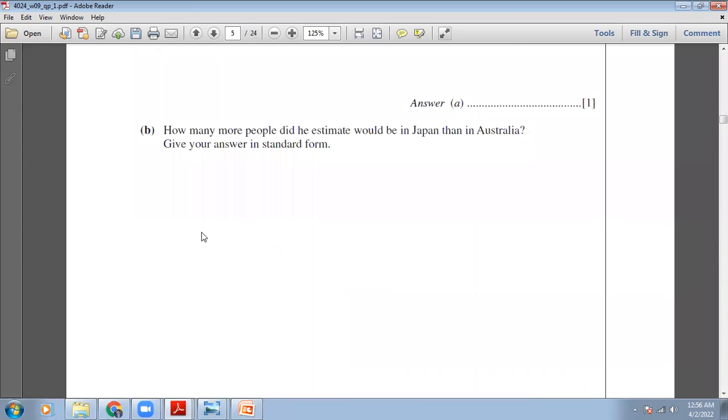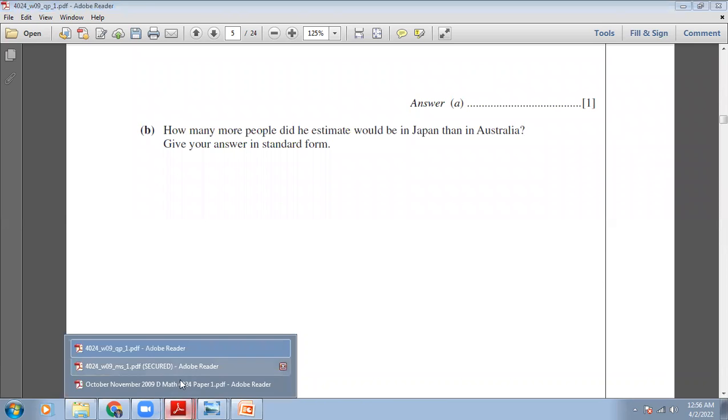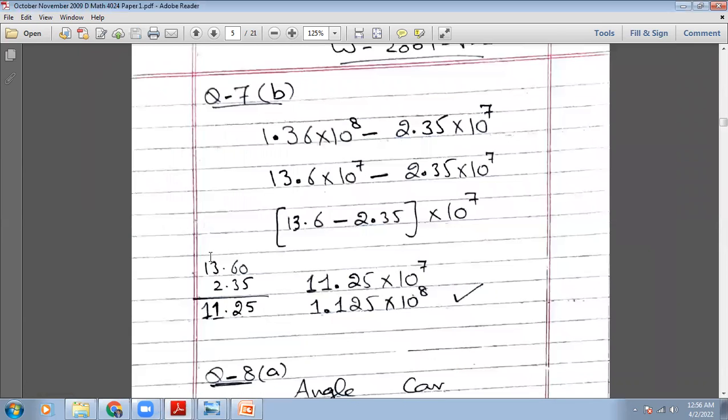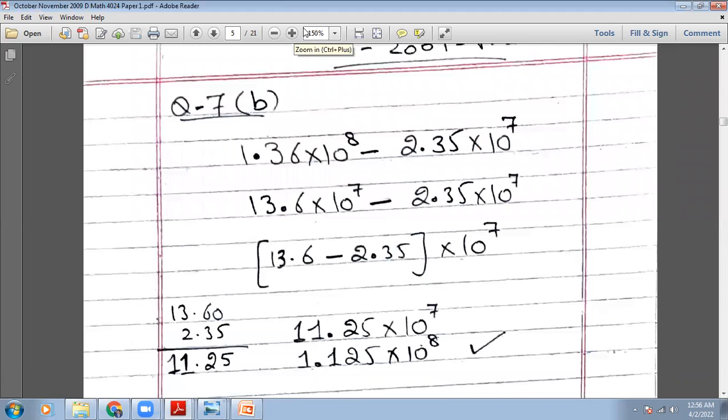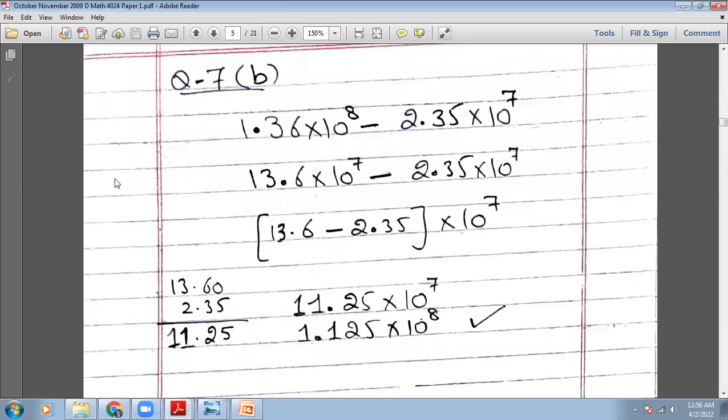So we will subtract them because it said how many more. So we will subtract both these numbers. Okay, so question number 7, B part. So 1.36 x 10 to the power 8 minus 2.35 x 10 to the power 7. So I will take 10 and give it to this number, so it will be 13.6 multiplied by 10 raised to the power 7.